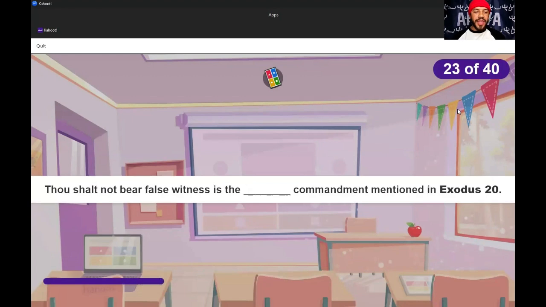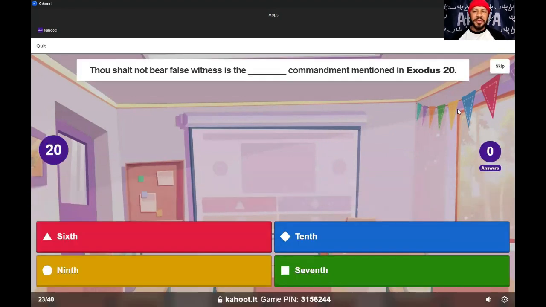Be ready. "Thou shalt not bear false witness" is the blank commandment mentioned in Exodus 20. Y'all see me getting y'all with that. The 6th, the 10th, 9th, or 7th commandment. Bearing false witness is, we kind of already went over this at one point already, the blank in 5, 4.